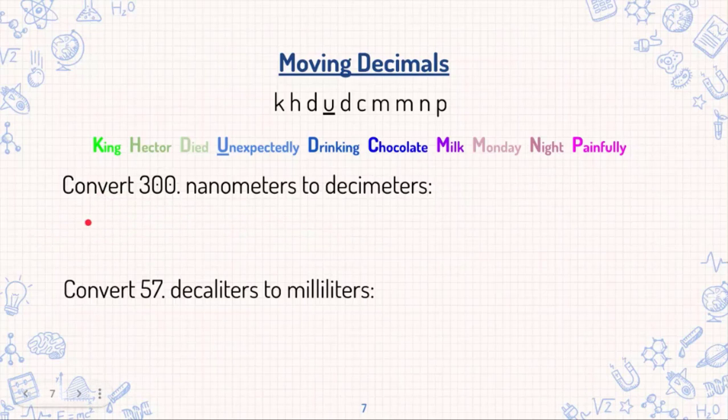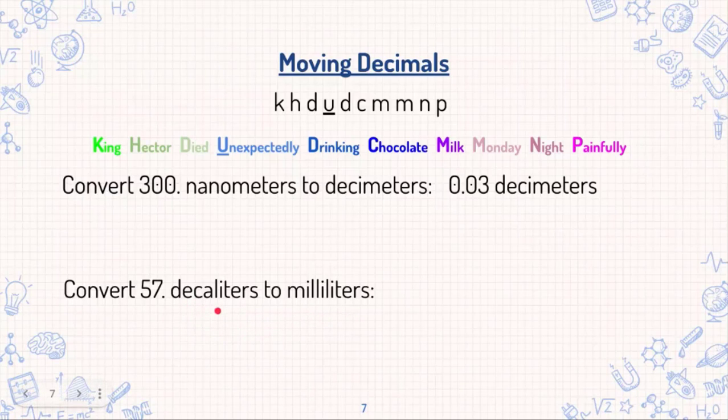The first problem is convert 300 nanometers to decimeters. Nanometer starts with an N, which is night right here, and decimeter starts with a D, which is drinking right here. So we have to move the decimals 1, 2, 3, 4 times to the left, which would be 0.03 decimeters.